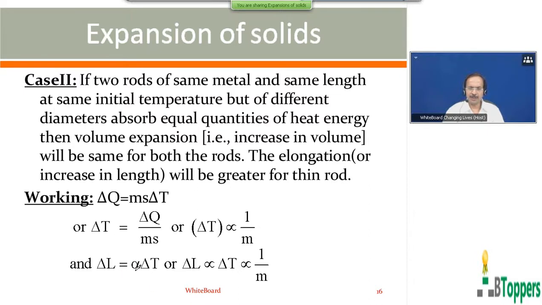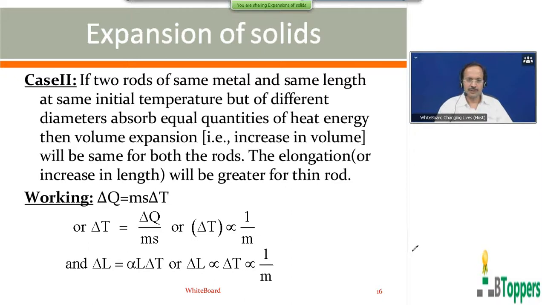Increase in the length of the rod is given by alpha into original length and increase in temperature. So the increase in length delta L can be written as alpha into original length L into delta T. So here alpha and L are the same for both the rods. So delta L is proportional to delta T, which is proportional to 1 by m. So those who want to copy the note, please copy the notes now.